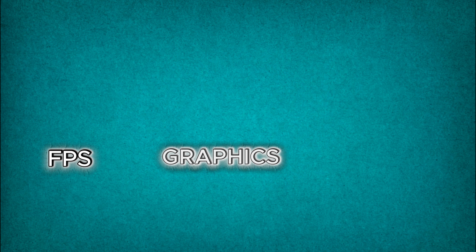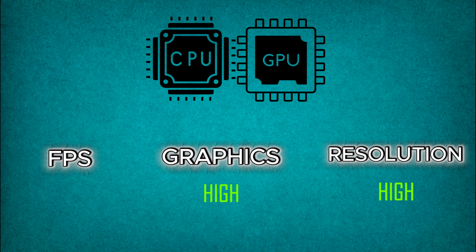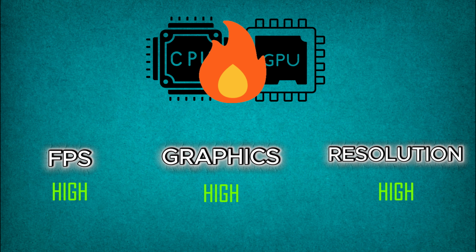Before we change anything, let me quickly explain how FPS, graphics, and resolution work. The higher your graphics quality and resolution are, the more work your phone has to do. That means your CPU and GPU need to use more power to run the game. If your device is powerful enough, this usually isn't a problem. But as your phone works harder, it starts to generate more heat. And when your device gets too hot, it may lower its performance to protect itself. This can cause FPS drops, stuttering, and less smooth gameplay.